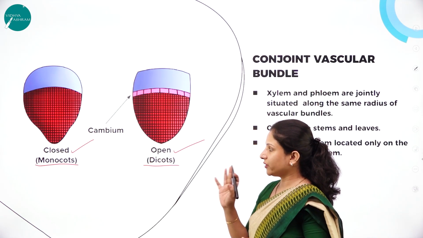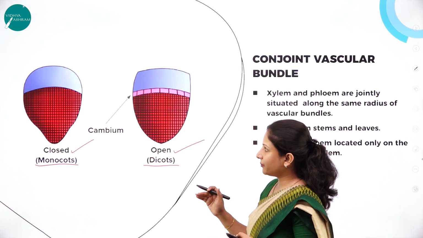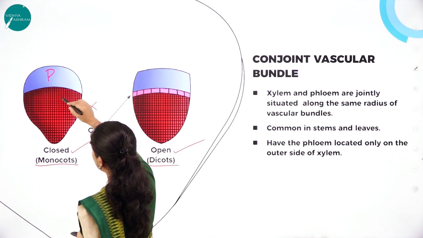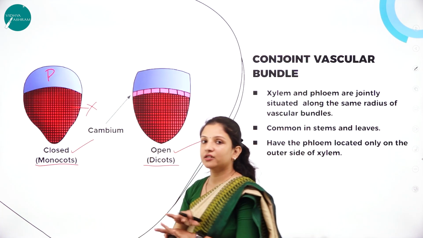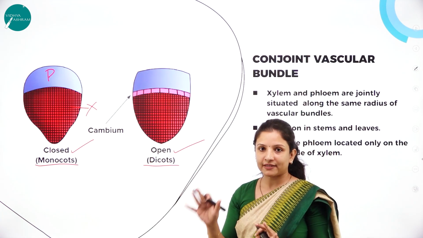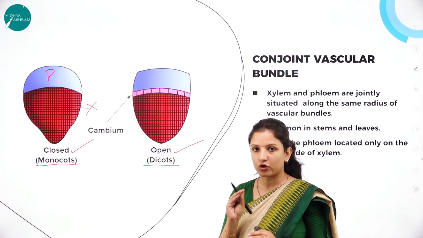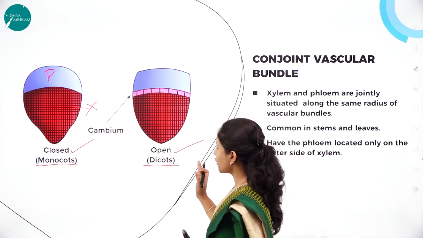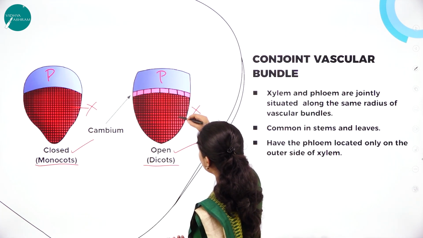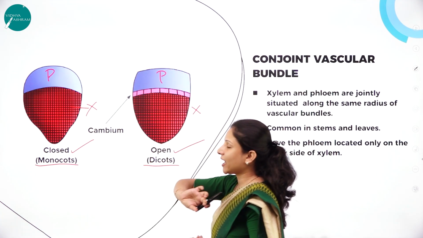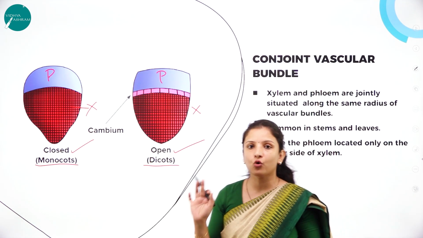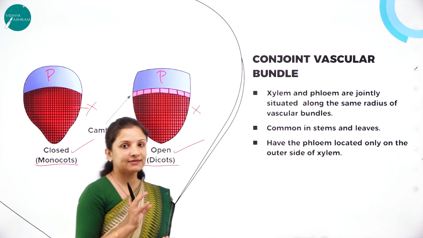So what is the difference between the two? In the conjoint closed vascular bundle, we have a patch of phloem and a patch of xylem, wherein in between the phloem and the xylem, there is no cambium ring present. Therefore, it is a conjoint closed vascular bundle that is present usually in monocotyledonous plants. In the case of the conjoint open vascular bundle, again we have a patch of phloem, below that there is xylem, and between the phloem and the xylem there is a layer of cambium, or the cambium ring is present. Therefore, it is a conjoint open vascular bundle which is usually seen in dicots.